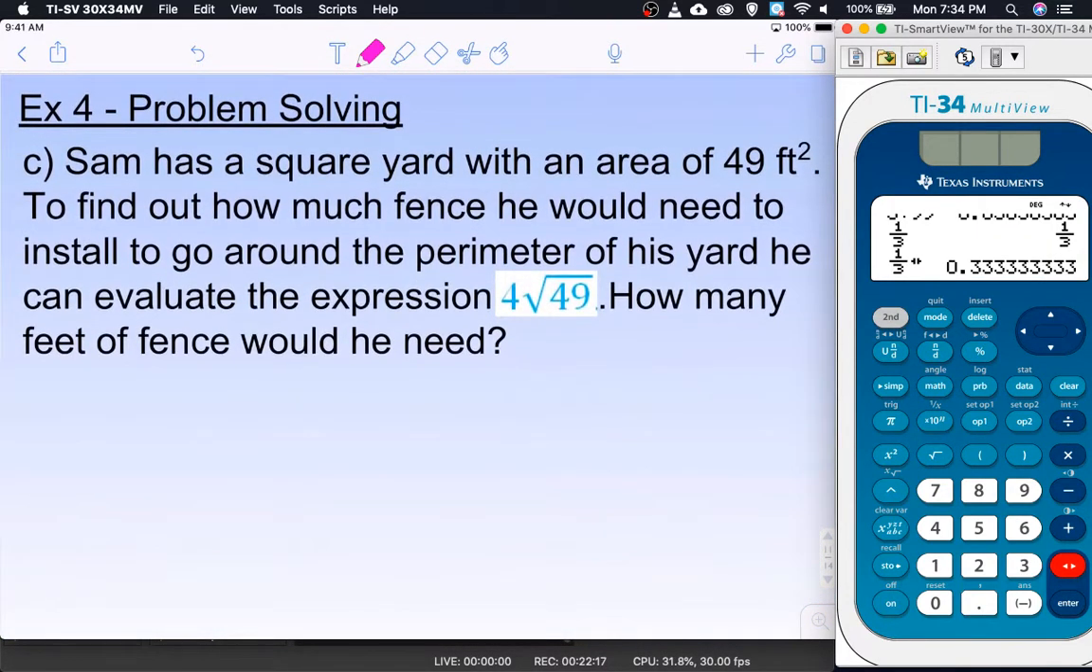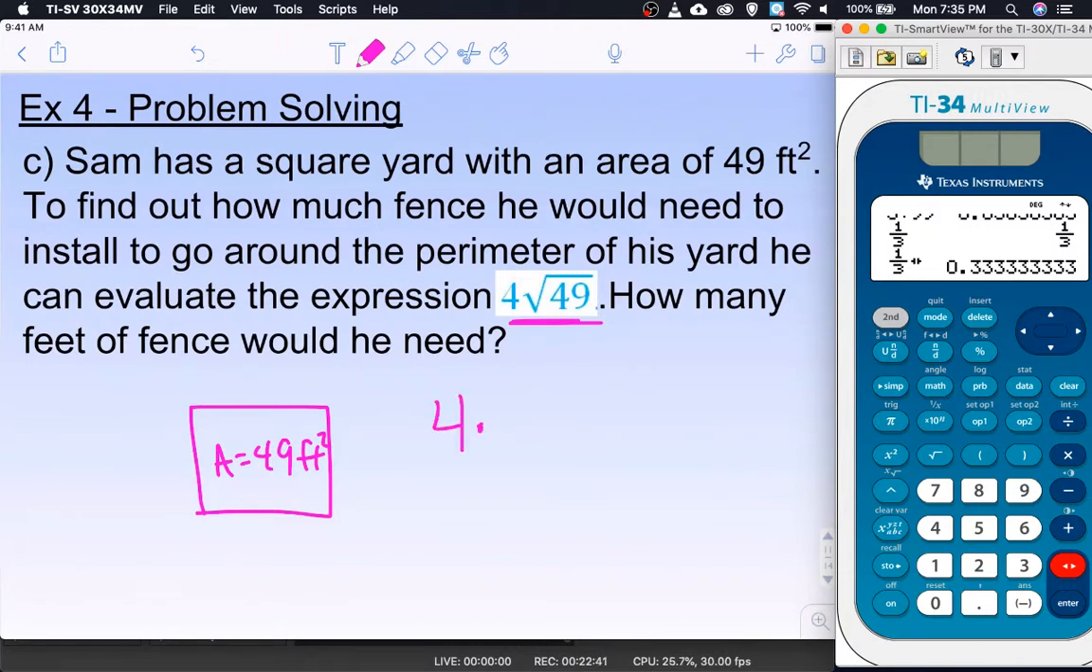Letter C. Sam has a square yard. Okay, square yard. Here we are. With an area of 49 feet squared. To find out how much fence he would need to install to go around the perimeter of his yard, he can evaluate the expression, this. He can evaluate 4 square roots of 49. How many feet of fence would he need?